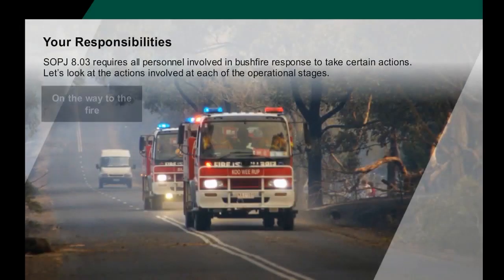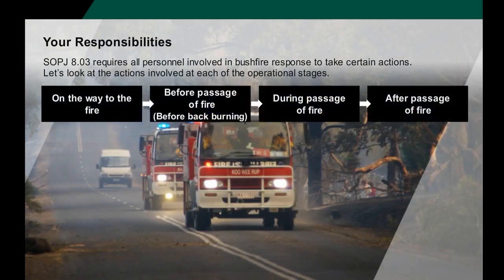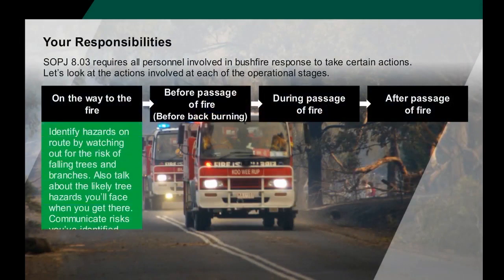JSOP 8.03 requires all personnel involved in bushfire response to take certain actions. Let's look at the actions involved at each of the operational stages. On the way to the fire, identify hazards en route by watching out for the risk of falling trees and branches. Also, talk about the likely tree hazards you'll face when you get there.